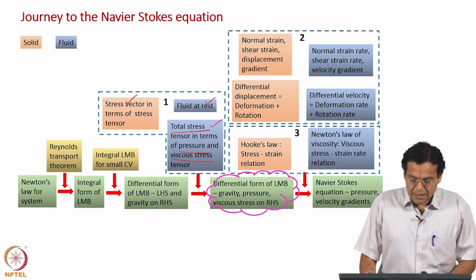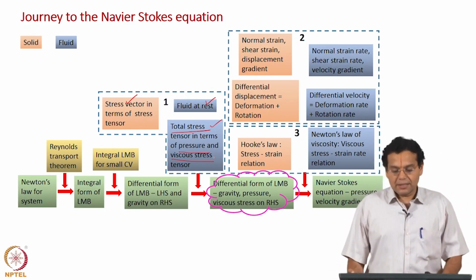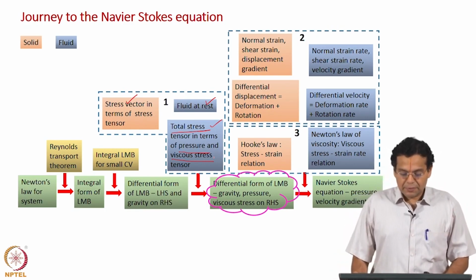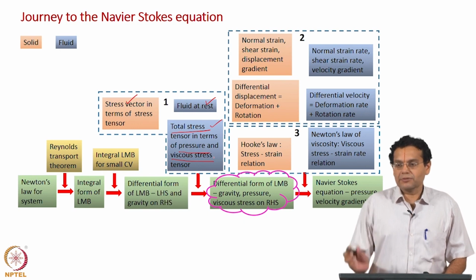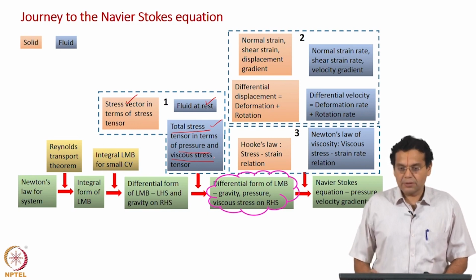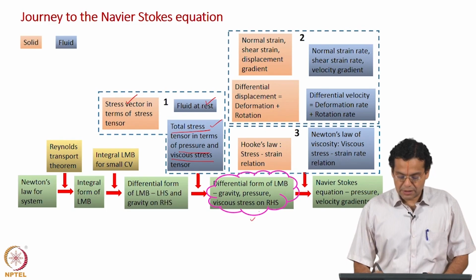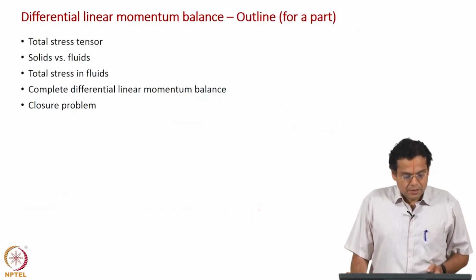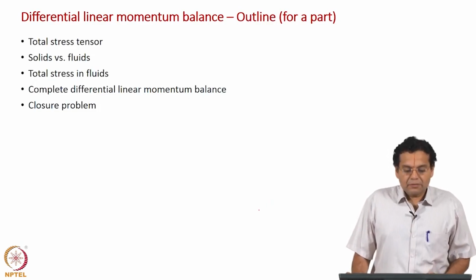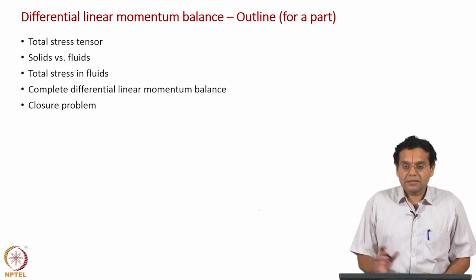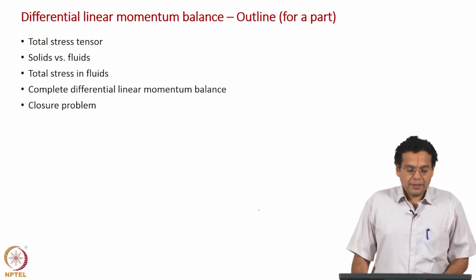Now we are in a position to complete the linear momentum balance, which means that we are ready to include the surface force on the right hand side, and that is what we will do. Then we will understand what this block means. In terms of outline, we have discussed the total stress tensor for fluids, discussed the difference between solids and fluids, and then wrote down the expression for the total stress in fluids.